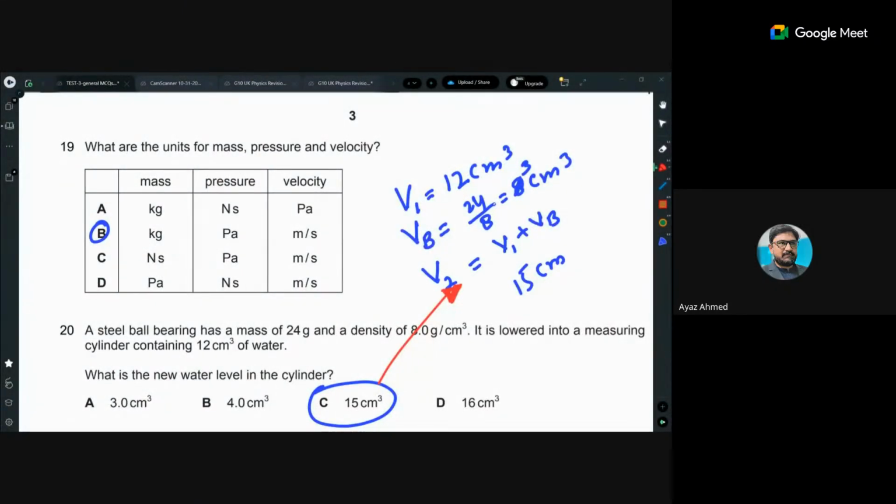Okay, if 19 was this one, then it is asked what the units are for mass, pressure, and velocity. So mass is in kg, pressure is in pascal, and velocity is in meter per second. So option B is correct.